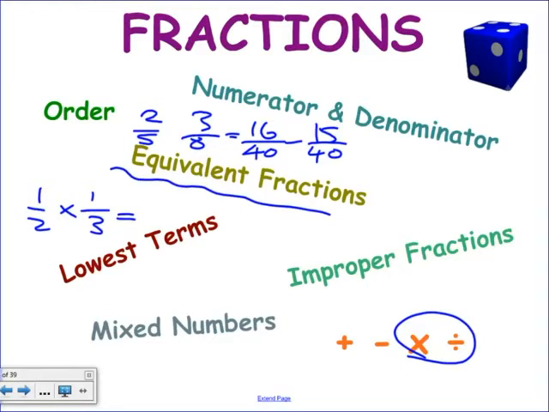What you do to the bottom, you do to the top. Not quite, that's what we call equivalent fractions. To multiply a fraction, the denominator is not the same. You multiply the top and you multiply the bottom. So 1 times 1 is 1, 2 times 3 is 6. So when you multiply fractions, you multiply the top by the top and the bottom by the bottom.